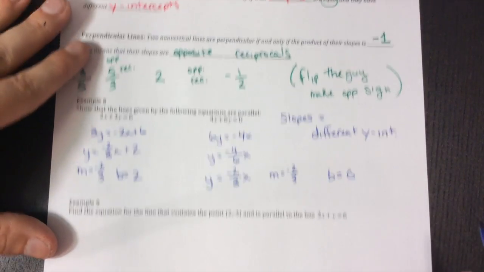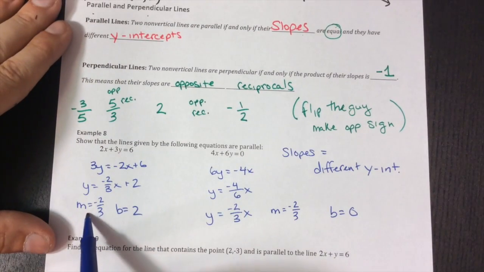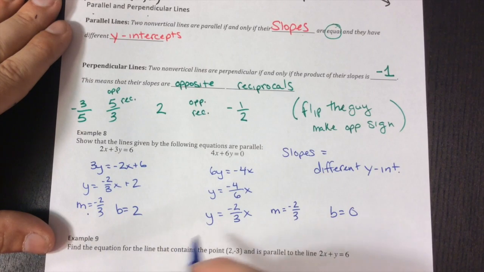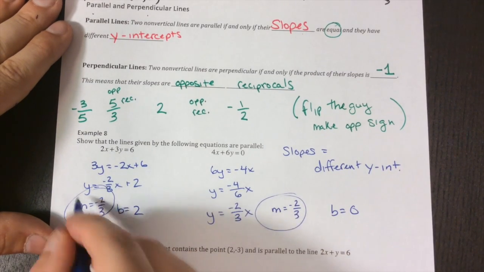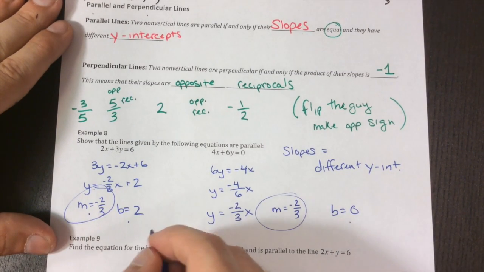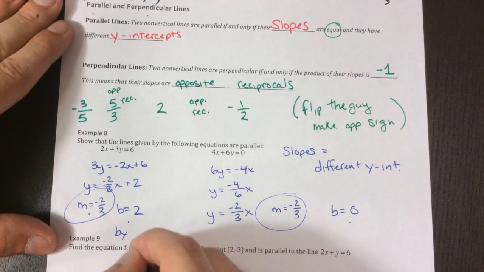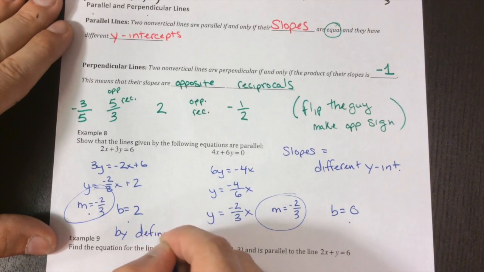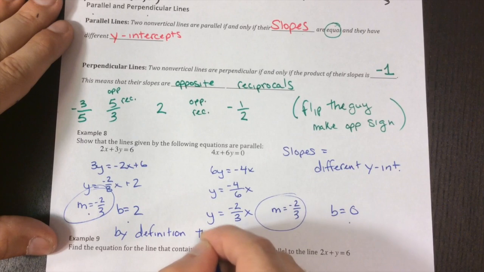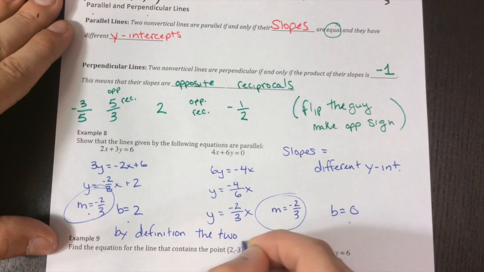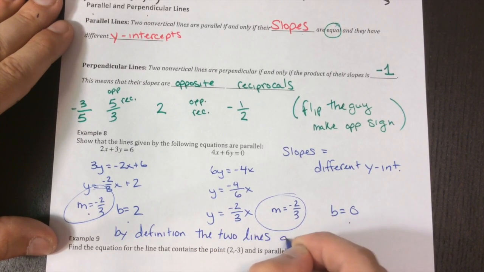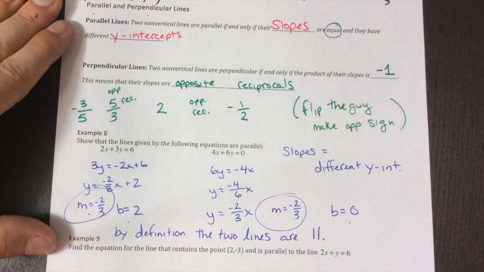So I've met the criteria that we set above: the slopes are the same, and they have different y-intercepts, and so by definition, the two lines are parallel.